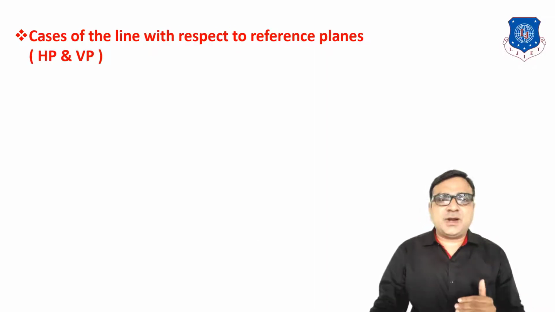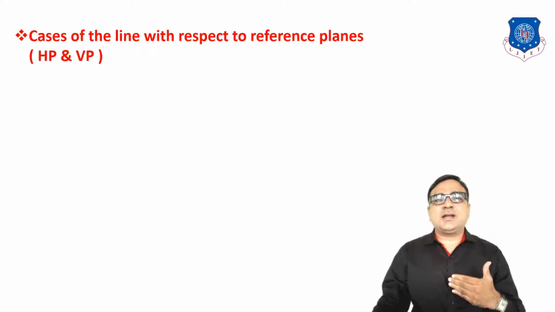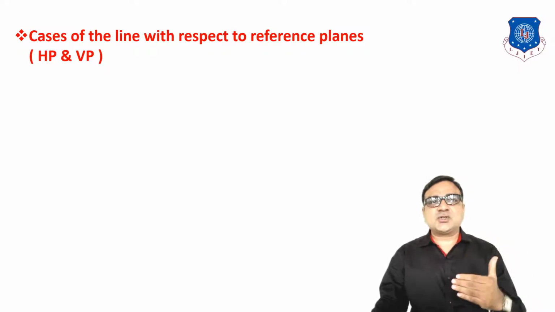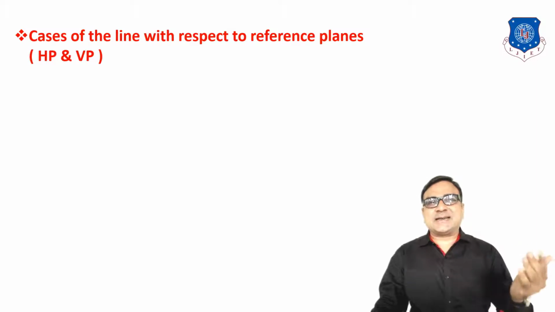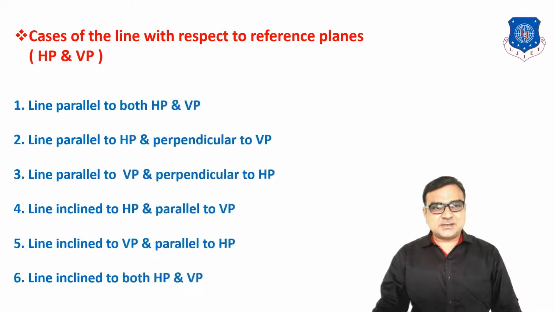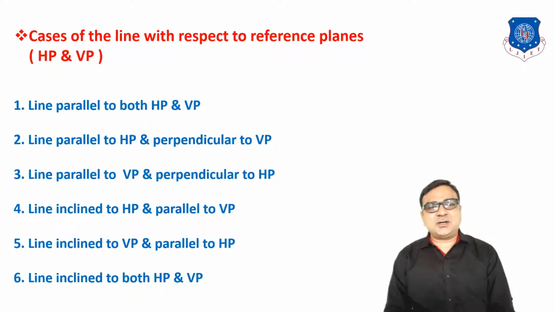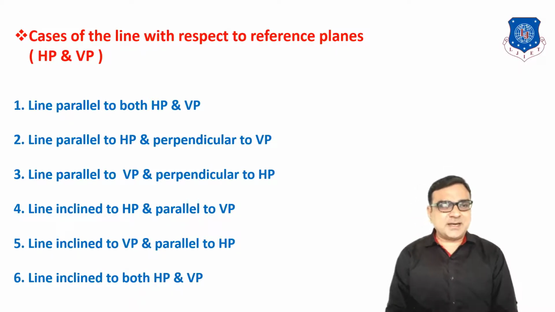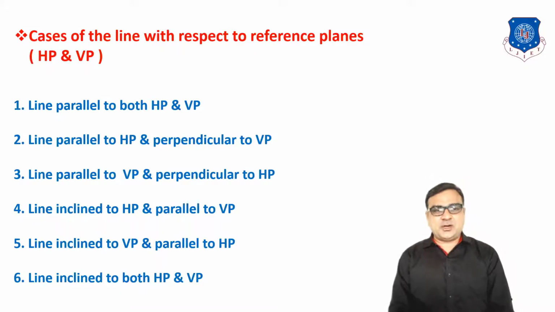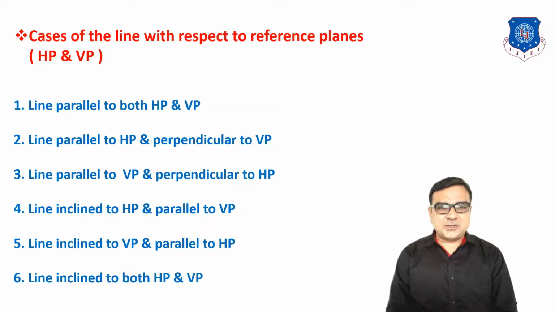Now, in projection of a line, the conditions of the line are different with reference to HP and VP in the first quadrant, second quadrant, third quadrant, and fourth quadrant. So here let us see the number of cases in projection of a line. First, the line is parallel to both HP and VP. Second case, when the line is parallel to HP and perpendicular to VP. Third case, line parallel to VP and perpendicular to HP. Then the line inclined to HP and parallel to VP. Then the line inclined to VP and parallel to HP. And the line inclined to both reference planes.